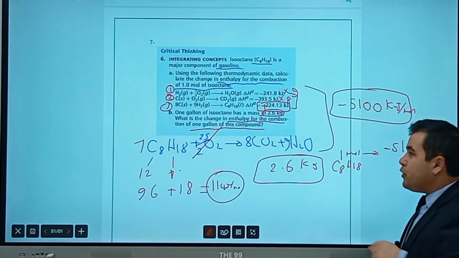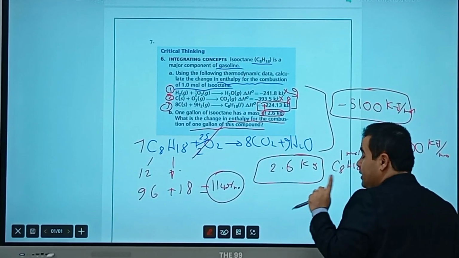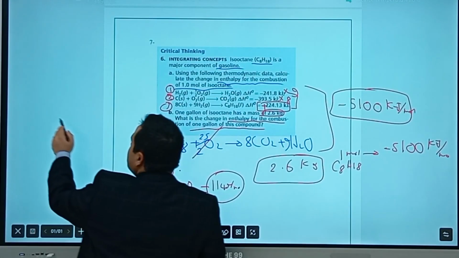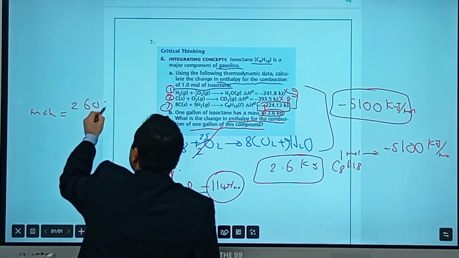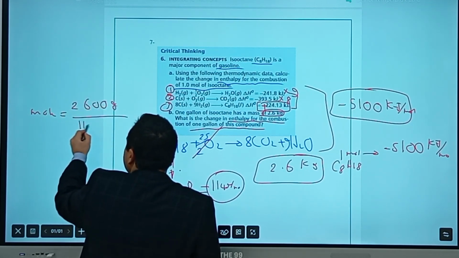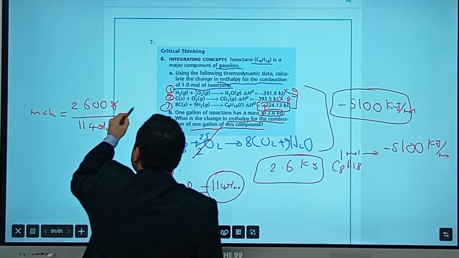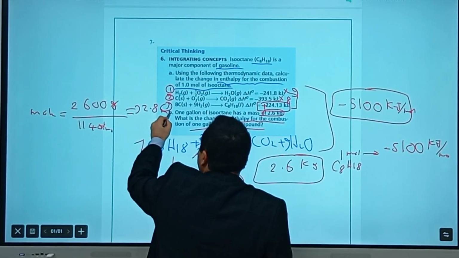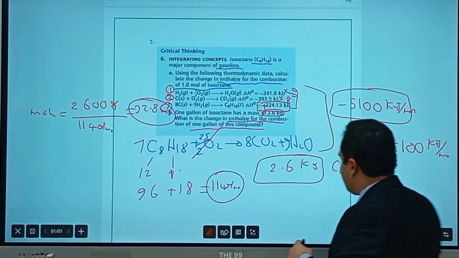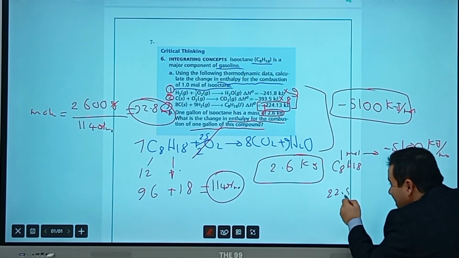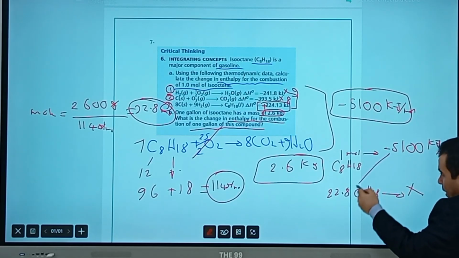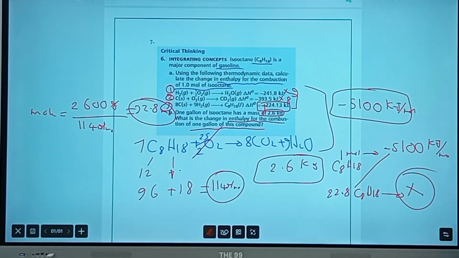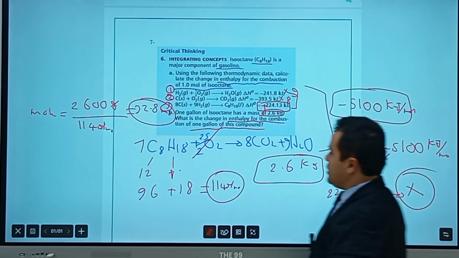2.6 kilogram, we have to convert into gram because the molar mass is in gram per mole. So the mole is equal to 2,600 grams divided by 114 grams per mole. Gram and gram cancel out. As I remember, we calculated it's 22.8 mole. Okay, the number you can check again. 22.8 mole of C8H18 will combust. How much energy will be released? Multiply these two, you'll get the amount of energy that will be released through this process, guys.